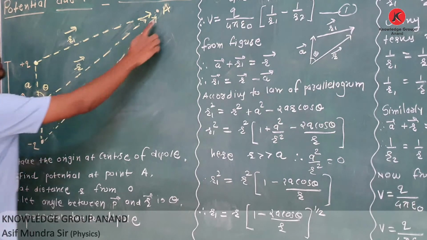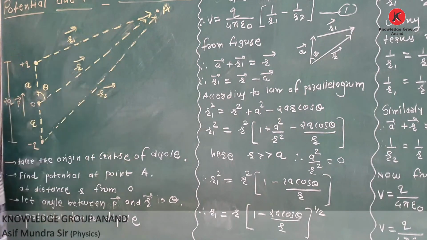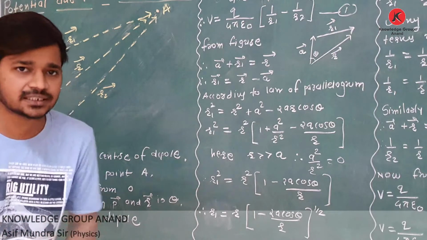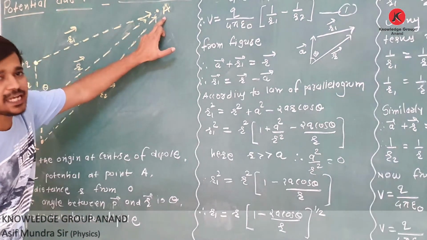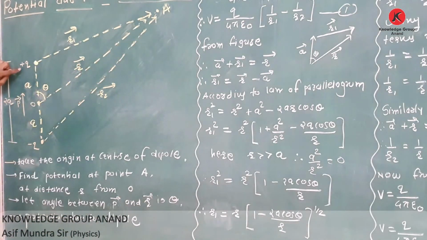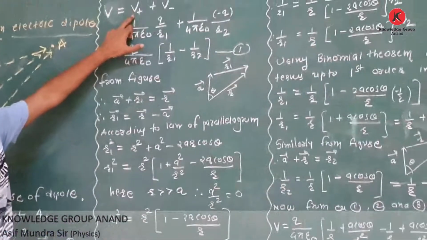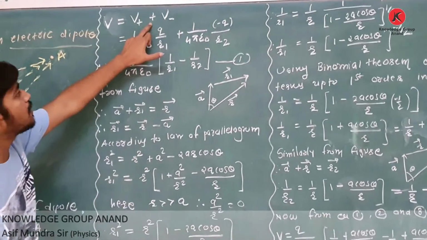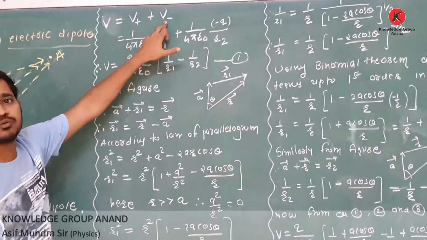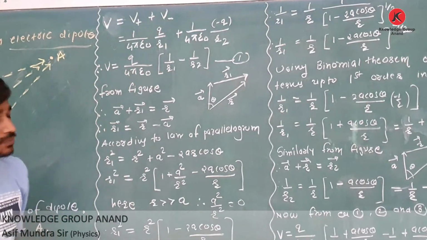Now we have to find the electric potential at point A. You have to ask one simple question. Potential is due to charges. So at point A, potential is due to the plus Q charge and the minus Q charge. Then how to write? V is equal to V plus, the potential due to the positive charge, plus the potential due to the negative charge, according to the superposition principle.